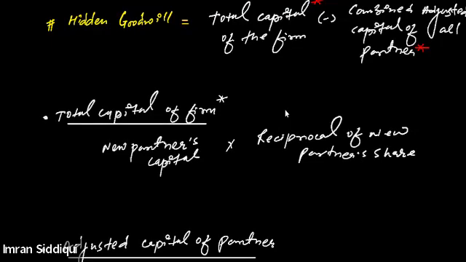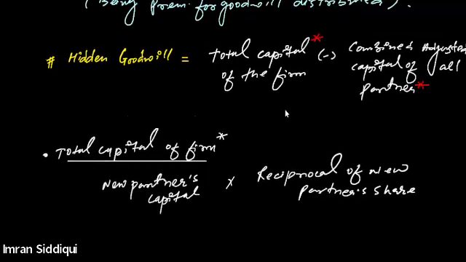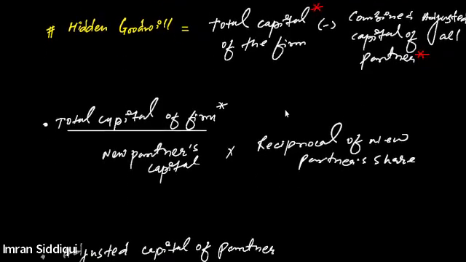Yes, sir. So in this question, since the value of the goodwill is not given and we need to generalize, we need to pass the journal entry. So what we will do, this is question number 1. First of all, we need to find out the hidden goodwill, and for hidden goodwill, we will first of all find out the total capital of the firm.